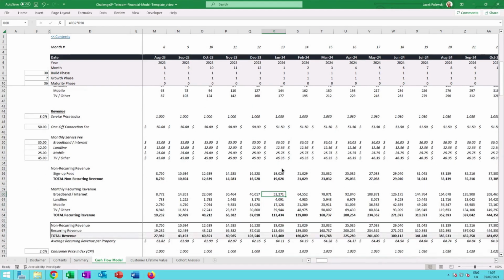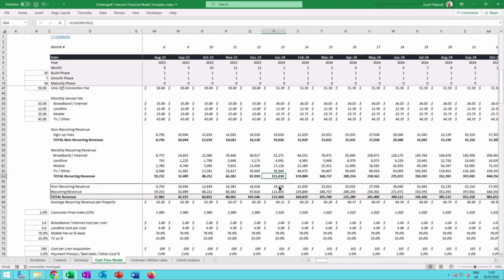So I do exactly the same thing for the other lines, for example landline, mobile, and so on and so forth, and that allows me to forecast my non-recurring revenues and recurring revenues, which I then bring together to give my total revenues. And that allows me, for example, to calculate my average revenue per property.